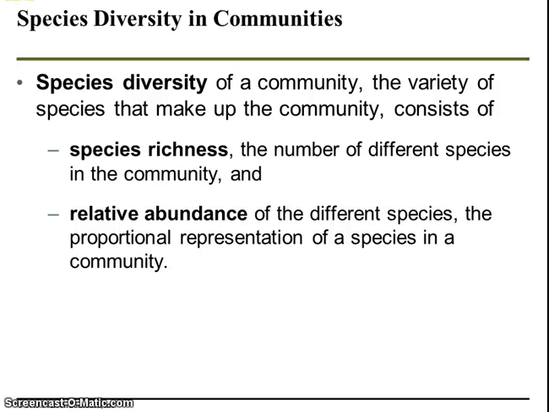Species diversity. There's two ways to measure species diversity. How many species make up the community and how relatively abundant they are. So species richness, how many species there are, and relative abundance, how proportionally are they represented. So is there 5 of each species, or is there 20 of one species and 1 of each of the other species?